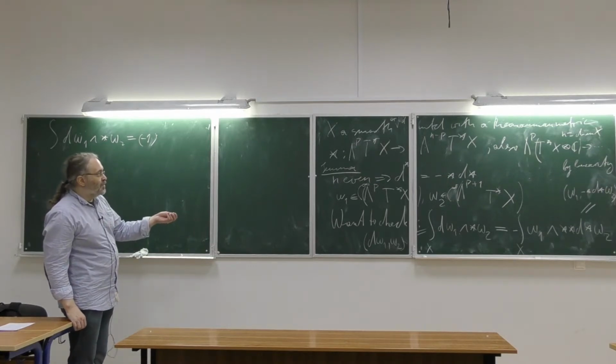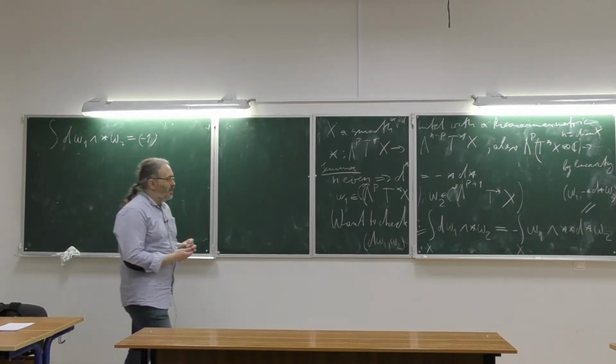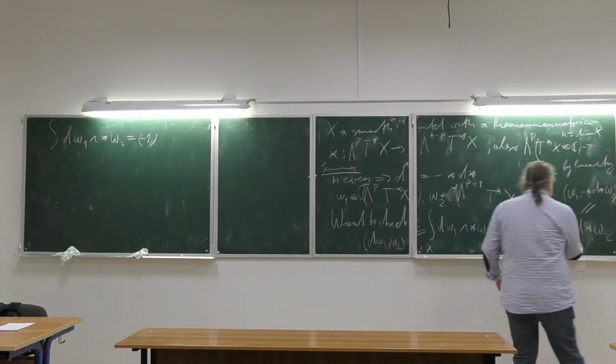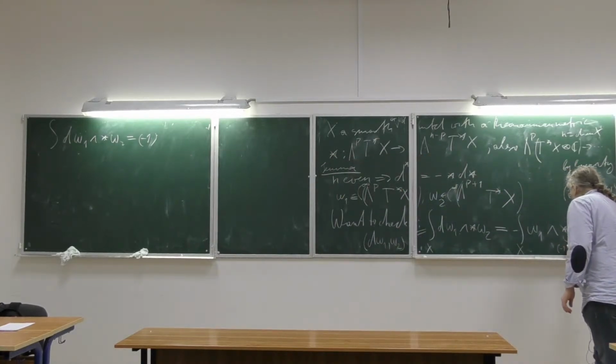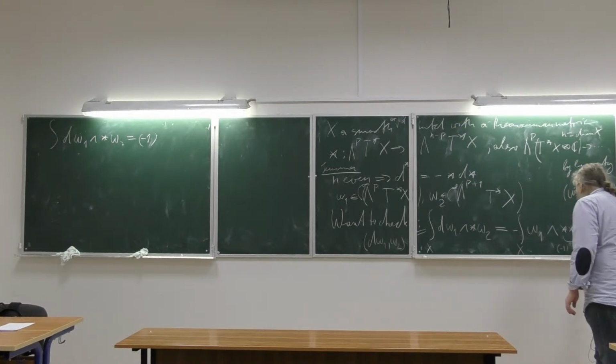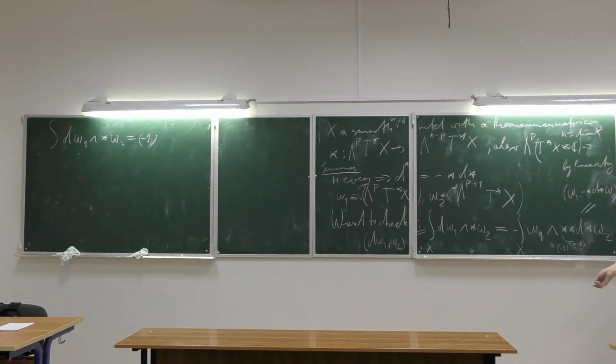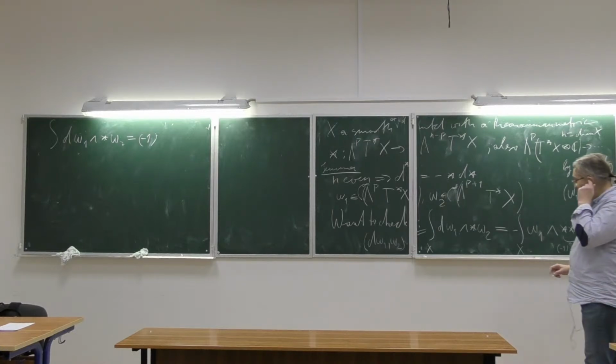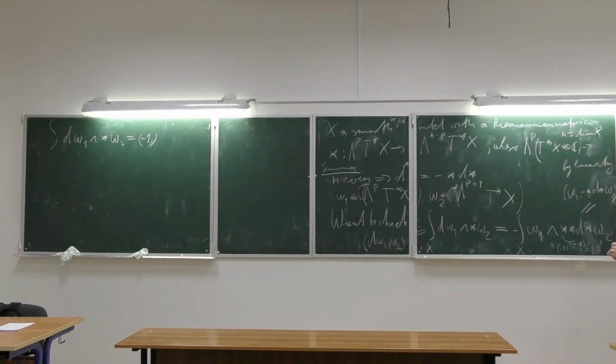Well, it squares to p(n minus p), but n is even, so the result is the same as -1 to the p. No, it's not p, it's n minus p. And what is it?